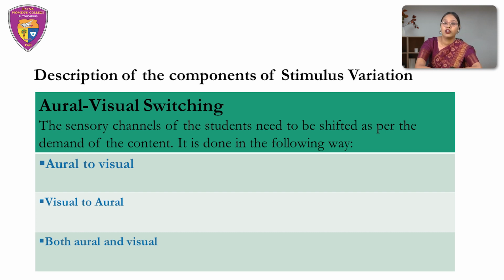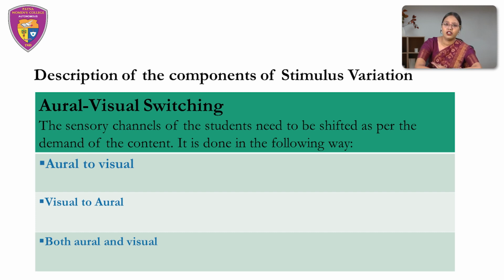Oral to visual. When the focus of attention is changed from verbal stimulus to visual stimulus, it is known as oral visual switching. For example, while speaking, the teacher shows a model or chart. The switching of sensory focus is from oral to visual. Visual to oral. When the teacher demonstrates the experiment silently and then explains the phenomena with the help of a chart, maps, diagrams, etc., it is said to be visual to oral switching.